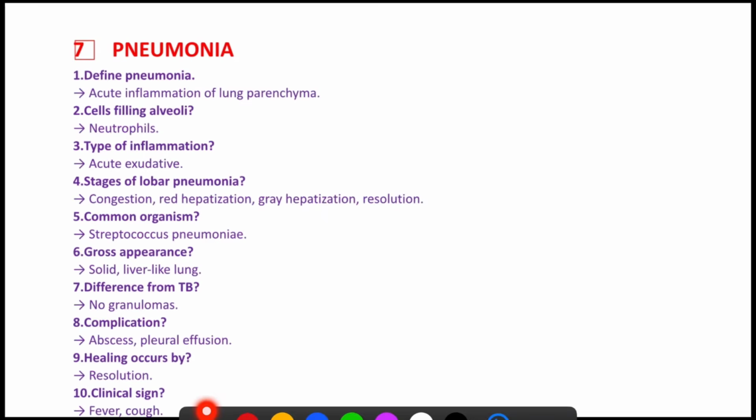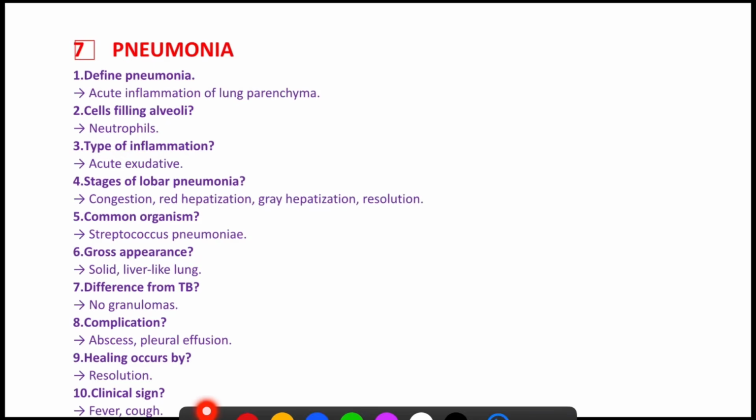Now what is pneumonia? It is acute inflammation of lung parenchyma, the cells are neutrophils, exudative phase. There are 4 stages of lobar pneumonia: congestion, red hepatization, grey hepatization and resolution. The word hepatization is used because, due to this acute inflammation, the lung consistency converts to liver-like consistency. The lung parenchyma is firm in consistency, so that's why it is called hepatization.